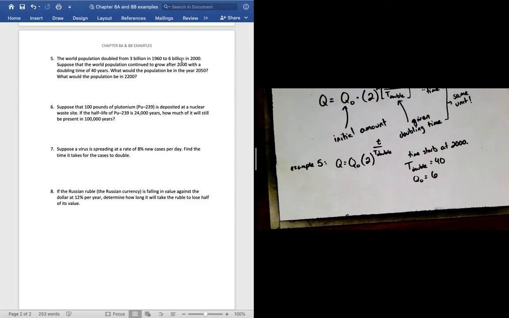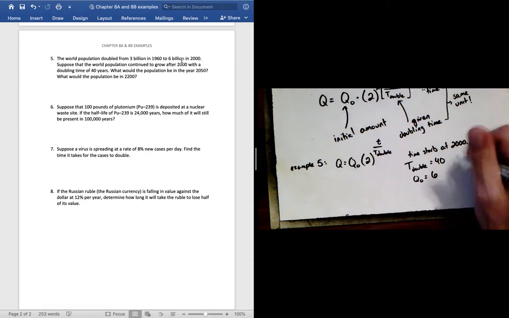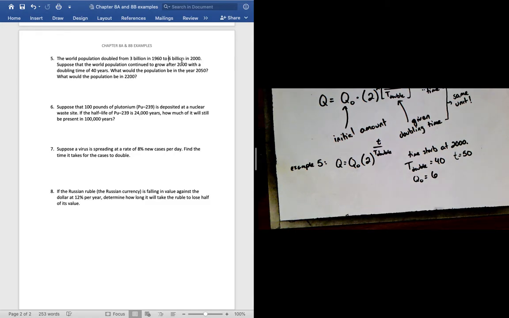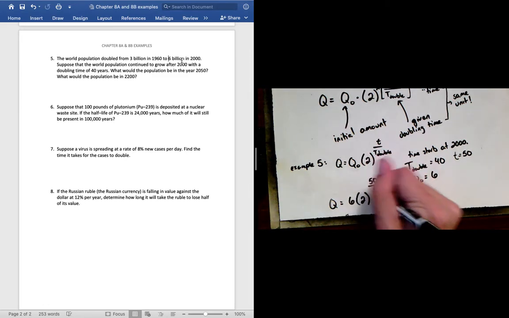It asks us first, what will the population be in the year 2050? Well, since time starts at 2000 and we're interested in what's happening 50 years later, little t is 50 for this example. So we plug it all in. We have Q is equal to 6 times 2 raised to the 50 over 40. If you're going to do this whole thing in your calculator at once, make sure to put your exponent in parentheses.